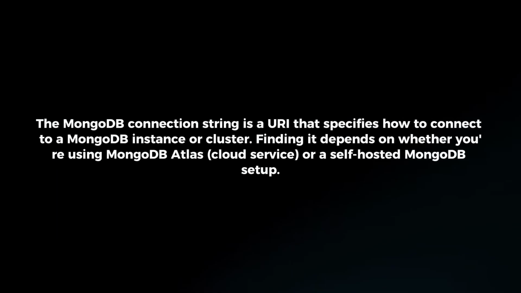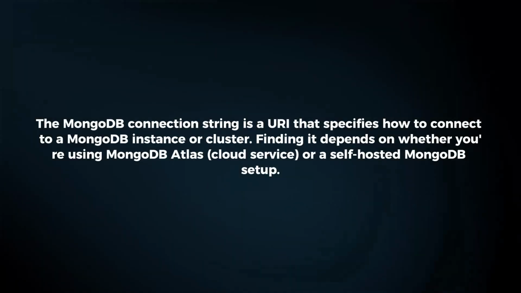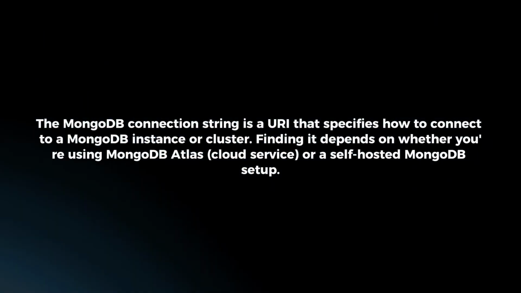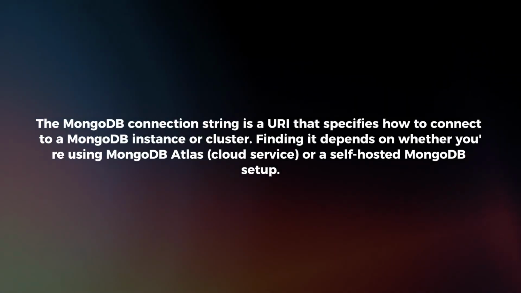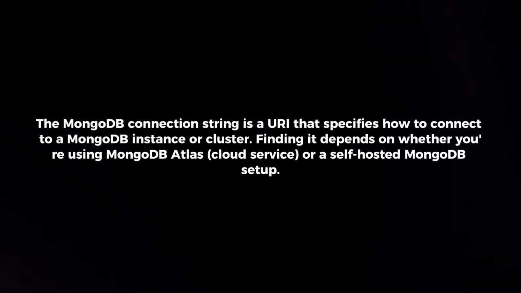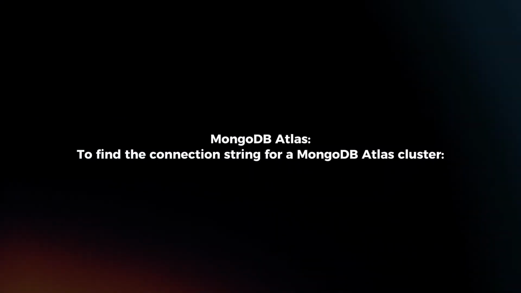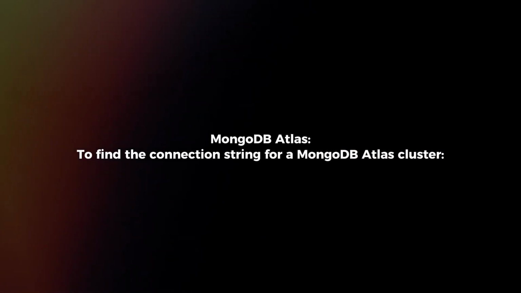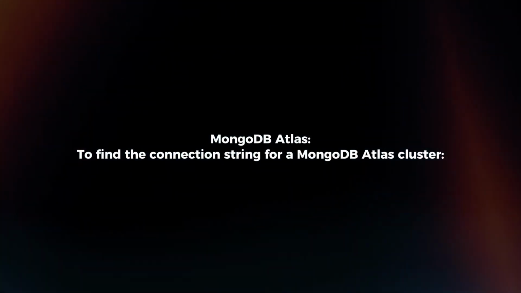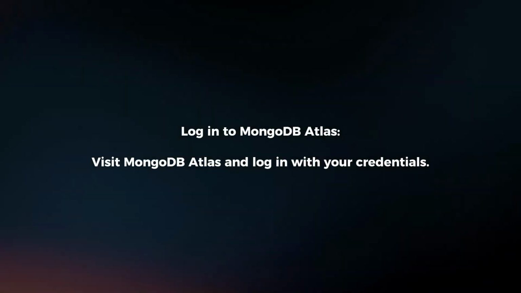The MongoDB connection string is a URL that specifies how to connect to a MongoDB instance or cluster. Finding it depends on whether you're using MongoDB Atlas or a self-hosted MongoDB setup. MongoDB Atlas. To find the connection string for a MongoDB Atlas cluster, log into MongoDB Atlas.